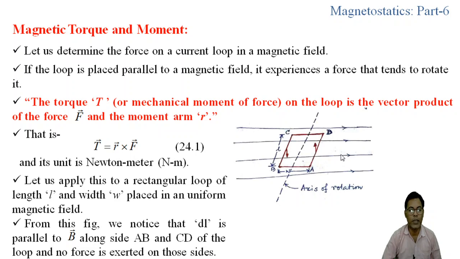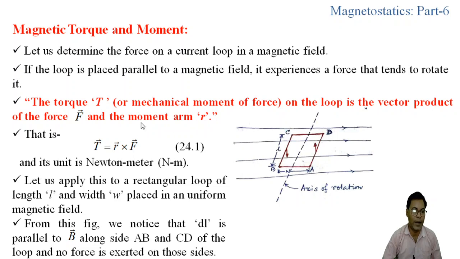Here you can see that a rectangular current loop ABCD is placed in an external magnetic field B. When it is placed in an external magnetic field, it experiences a force which tends to rotate that rectangular loop. So first we are going to understand what is the magnetic torque. Here the definition of the magnetic torque is given by this red line.